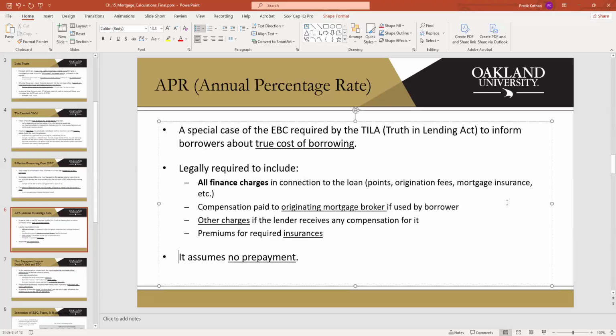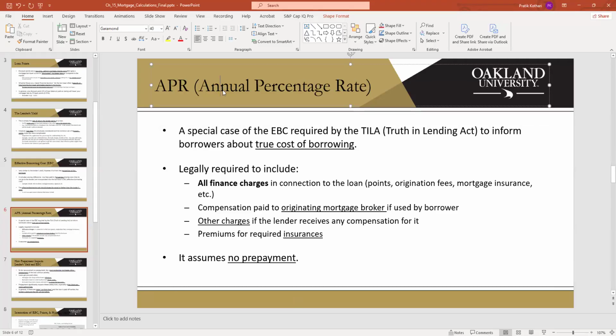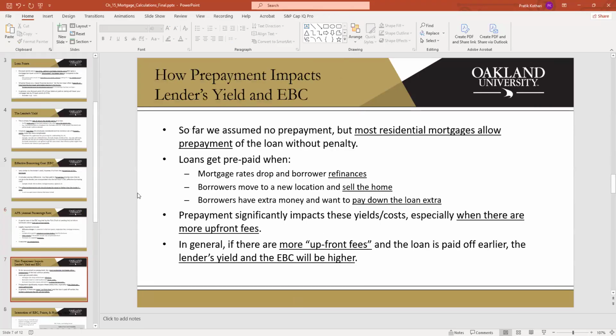Okay. One key thing about APR is it assumes zero prepayment whatsoever. We know that most people don't hold their house throughout the entire life of the loan. People end up moving because of jobs. People have kids, they need bigger houses, things like that happen, right? So usually there is prepayment in the real world, but APR does not assume any prepayment. So how does the prepayment impact the lender's yield and the borrower's effective borrowing cost?